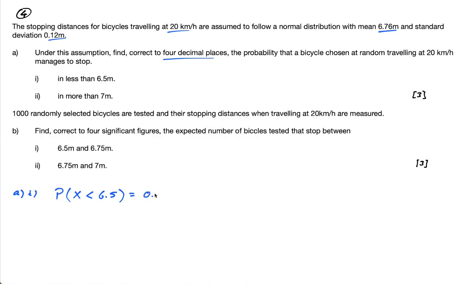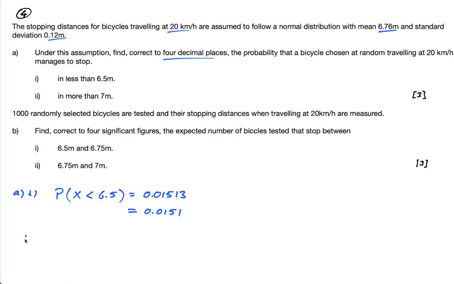0.01513. He says find correct to 4 decimal places. So guys, you have to go with 0.0151. That's 4 decimal places.